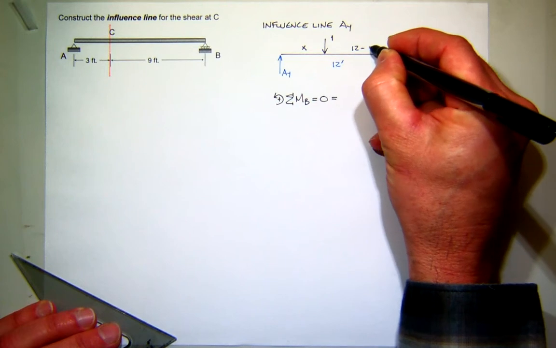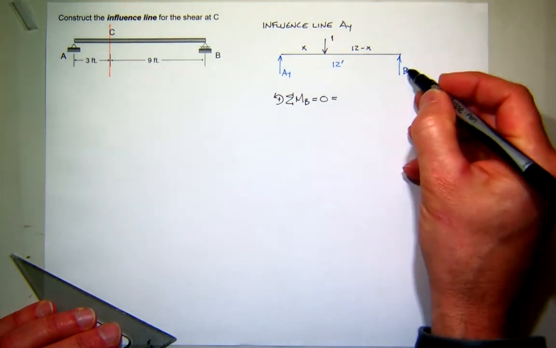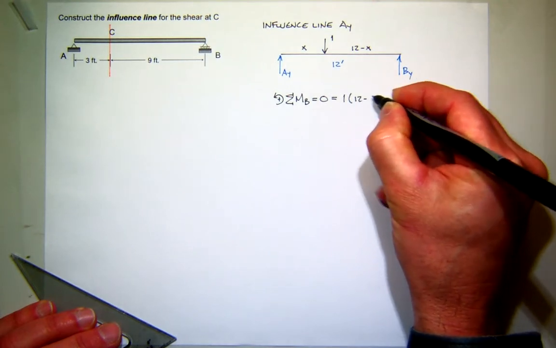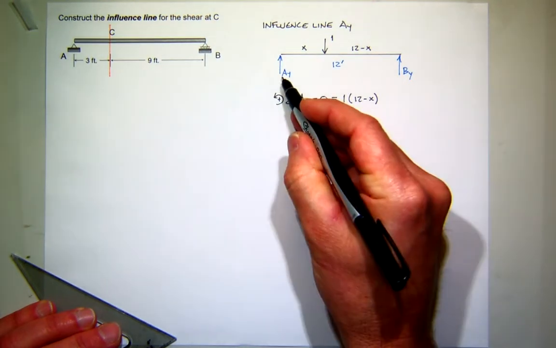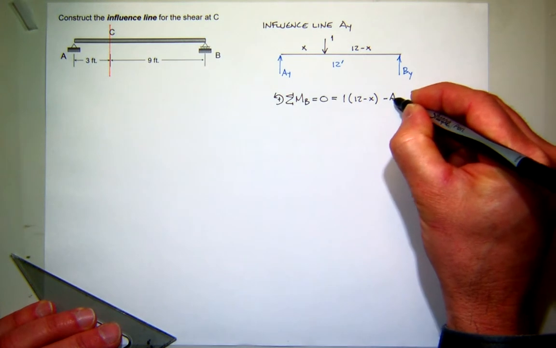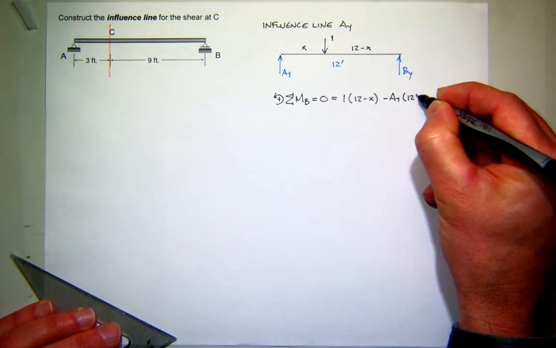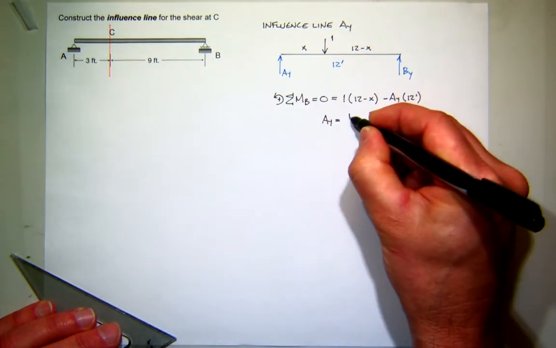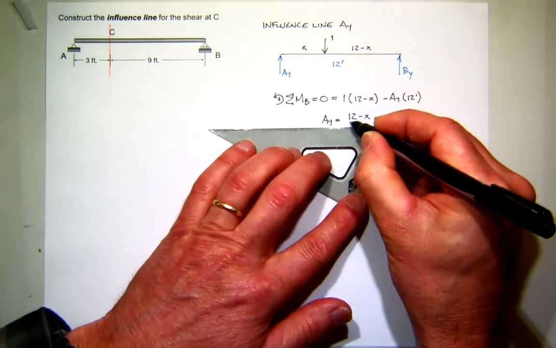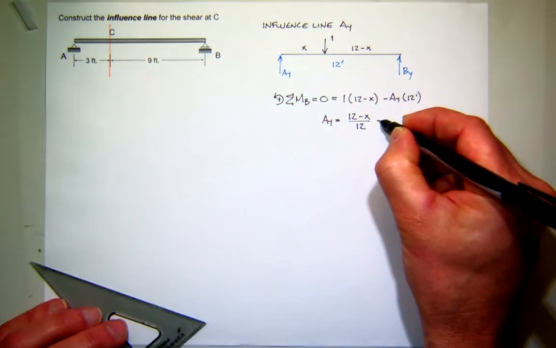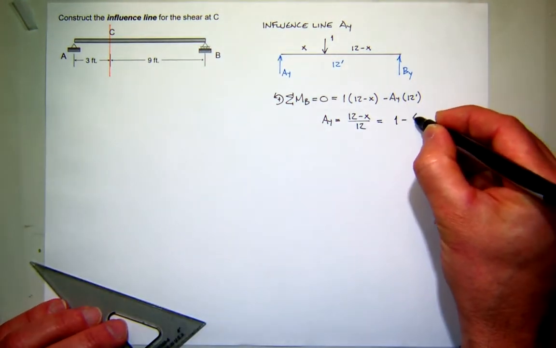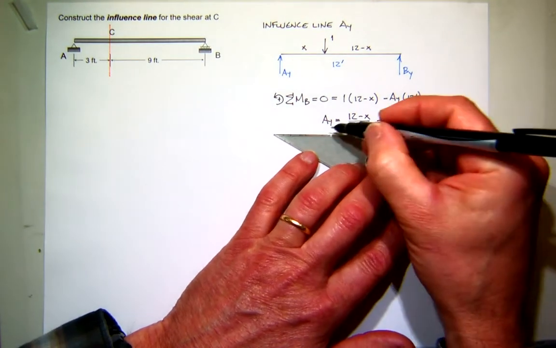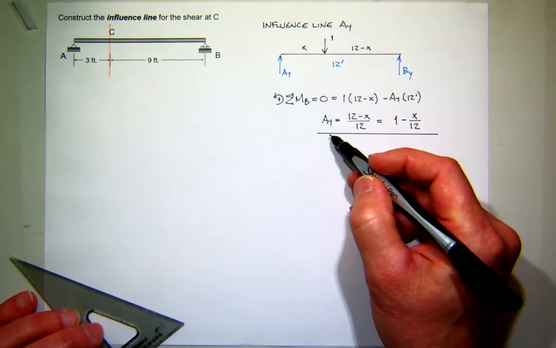Right, 12 minus X. So when I'm summing moments about B, my unit load here creates a positive moment with a moment arm of 12 minus X. And then AY creates negative moment with a moment arm of 12. So solve for AY. AY is going to be (12 minus X) divided by 12, which is really 1 minus X over 12. So I could plot that, and that would give me the influence line for AY.